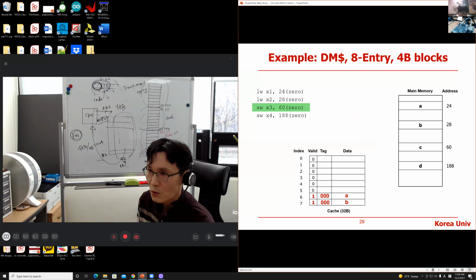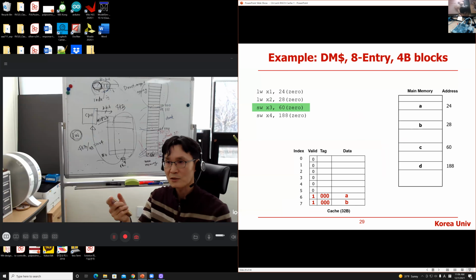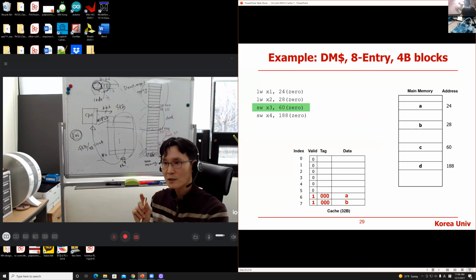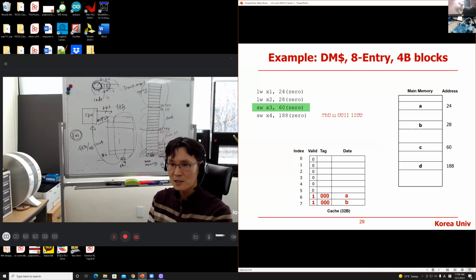Now the store word instruction, a memory update instruction. This one is a little bit complicated, so please pay attention. Update this data to location 60. So 60 is this number in binary. The cache should be searched first. So 111, then this cache entry is selected for lookup.